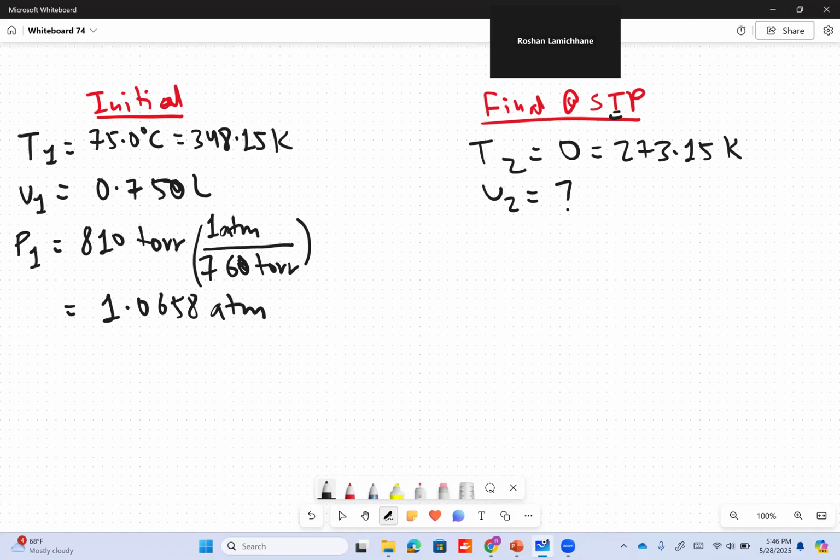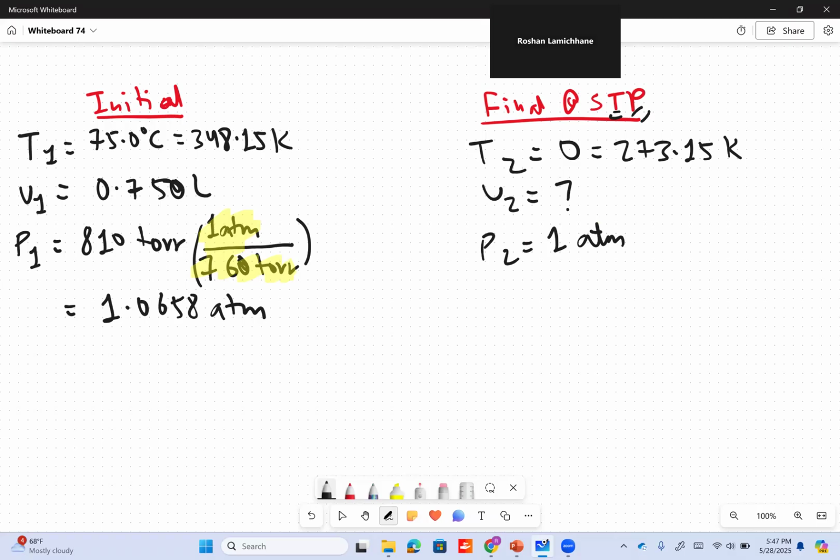One of the reasons I'm doing this is so you start getting a hang of how to convert one unit of pressure to another. My pressure 2 is given to me as 1 atm, because it's STP, meaning my pressure is 1 atm. Now all I know is I have P1, V1, T1, and I have T2, P2. I'm trying to figure out V2.